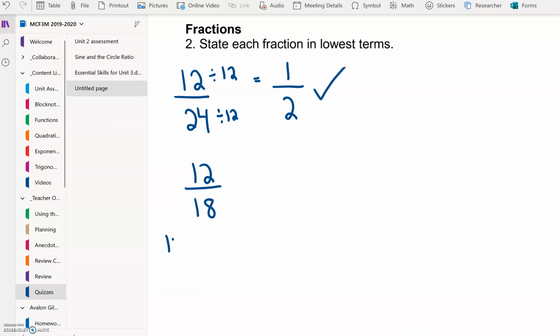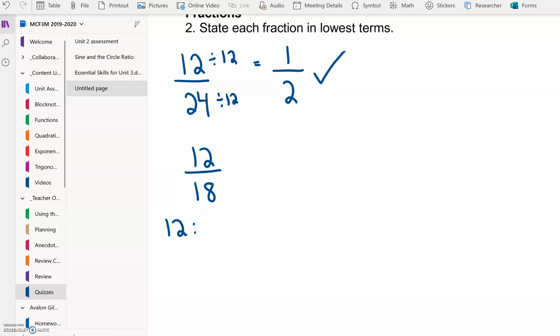So to do that, I usually list the numbers that 12 can be divided by, unless you're really good at division. But if you're not, like me, then I just list them. So 12 can be divided by 1, by 2, by 3, by 4, by 6, not 7, not 8, not 9, not 10, not 11, and by 12.